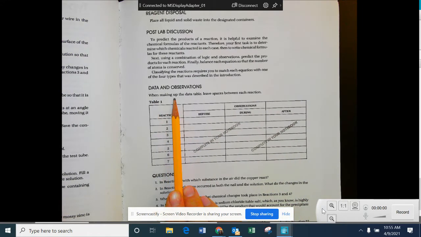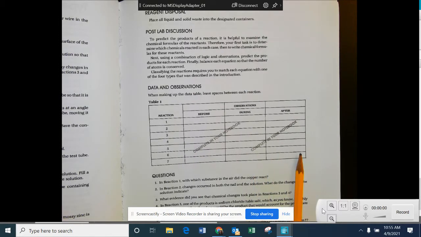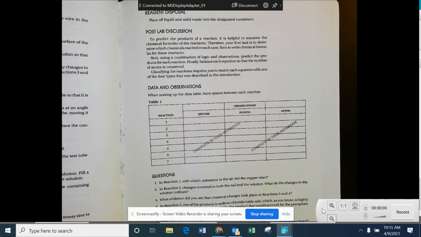When you're looking at this data and observations table, it says before, during, and after. You need to be making some really nice qualitative observations for this lab. So on our last lab, it was largely quantitative. This lab is largely qualitative. So you're going to be describing, like, what does this look like? What is this? Don't feel it or taste it, but you can do some waft. Actually, I guess we all have to wear masks. You can't really waft it.